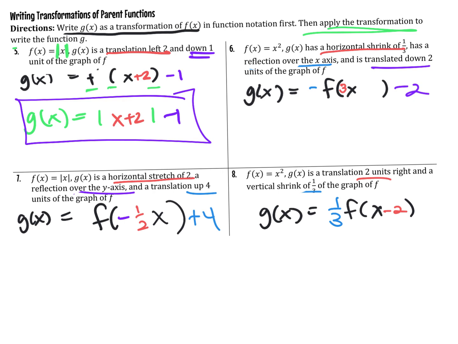So we can say this is the function notation description, but this could be graphed on a graphing calculator. It could be graphed on Desmos. This is the transformed function.